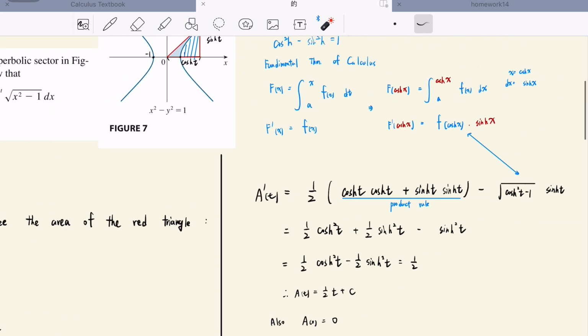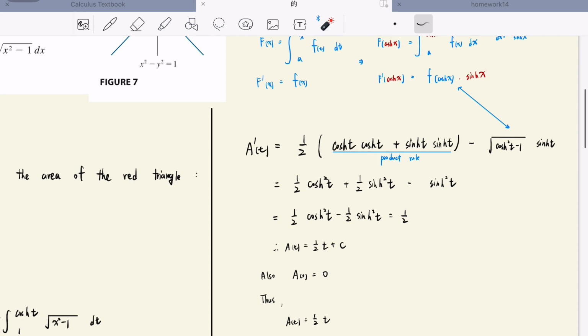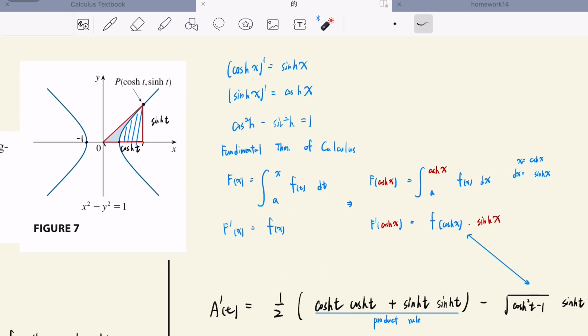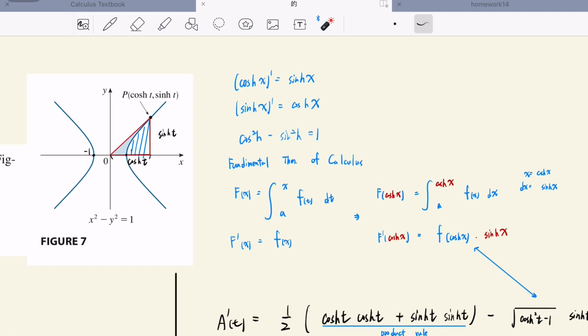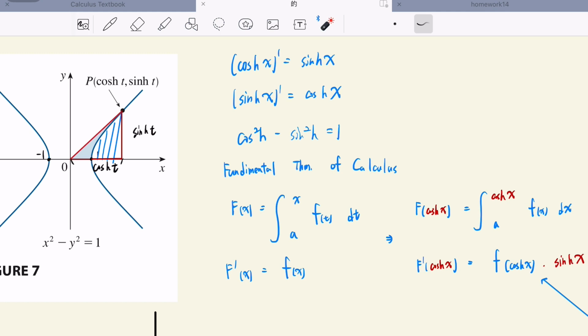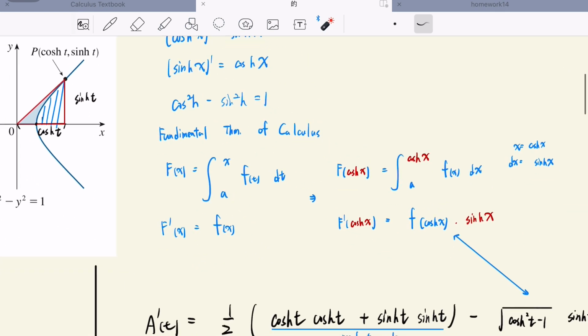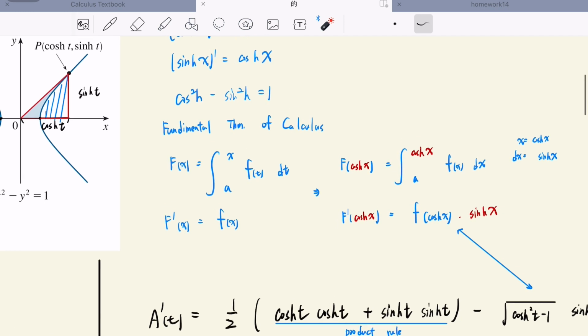Okay, now we have to get the derivative for the function A. And let's look up here. Before we get the derivative, we can review some properties that we mentioned before. The derivative of hyperbolic cosine x is hyperbolic sine x, and the derivative of hyperbolic sine x is hyperbolic cosine x. And also, the square of hyperbolic cosine minus the square of hyperbolic sine equals 1. This is a very important property, and we can use it in many hyperbolic function calculations. And also, we will use the fundamental theorem of calculus in this question.